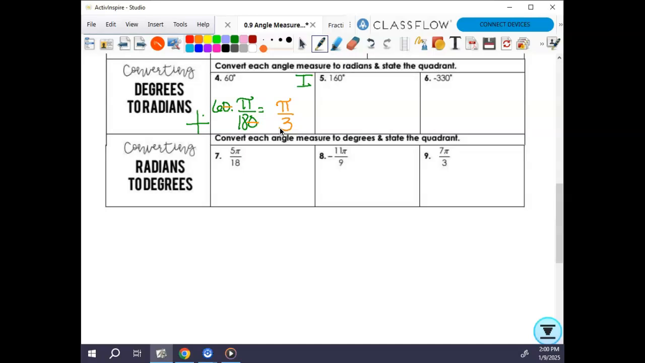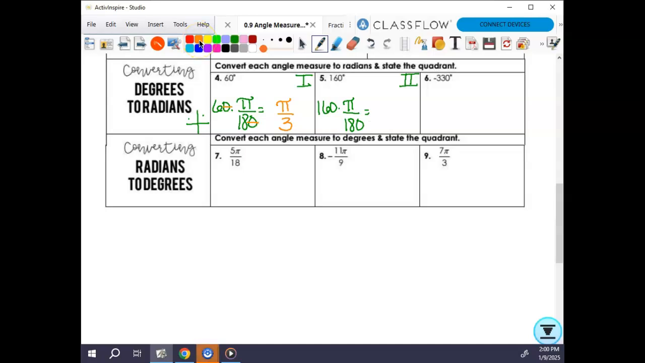All right, so 160 degrees. What quadrant do you think that would be in? 2. Good, because it's before 180. So we're in quadrant 2. So we're going to take this 160, we're going to multiply it by pi over 180.